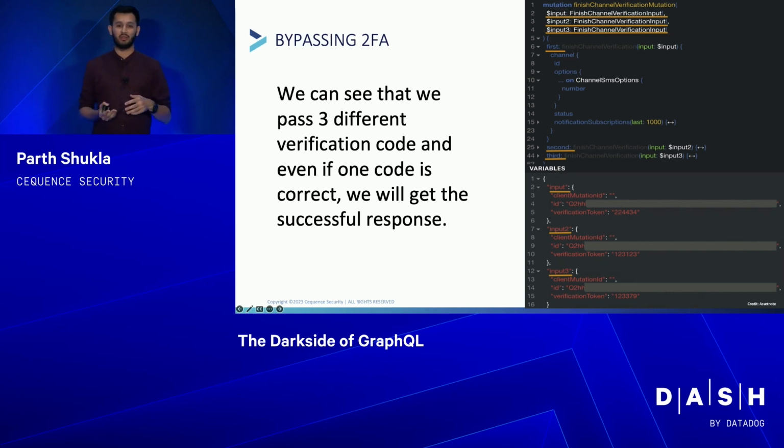So you might be considering that there are rate limits in place, so no one can do OTP brute forcing. But if you have GraphQL, no one really needs OTP brute forcing. You just need the batching vulnerability.